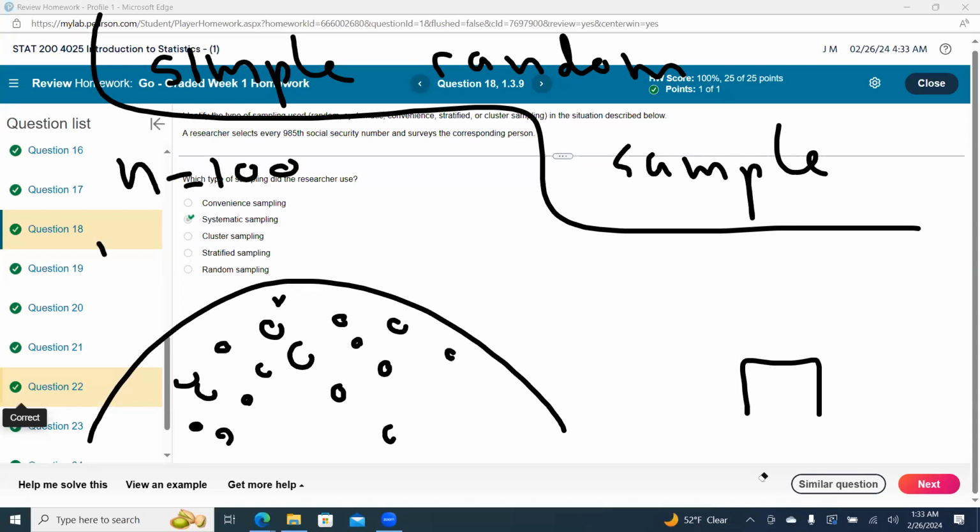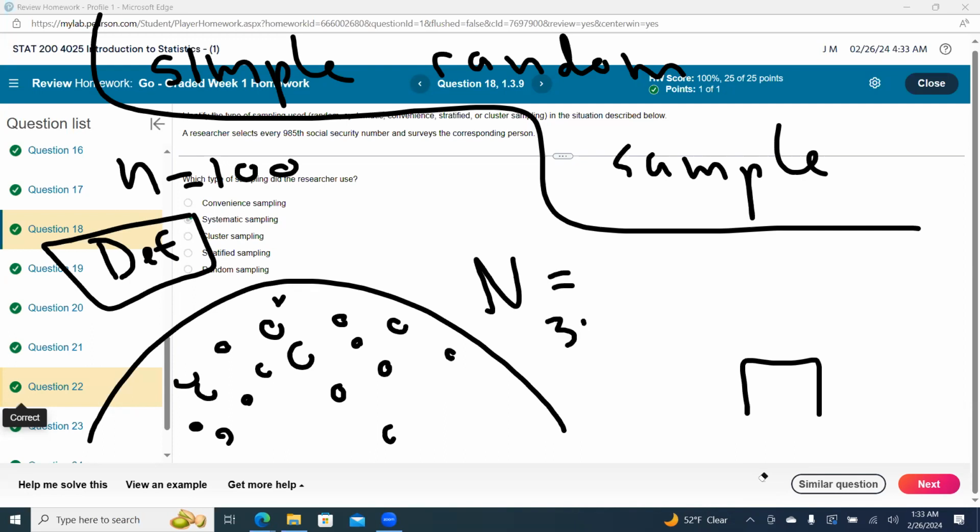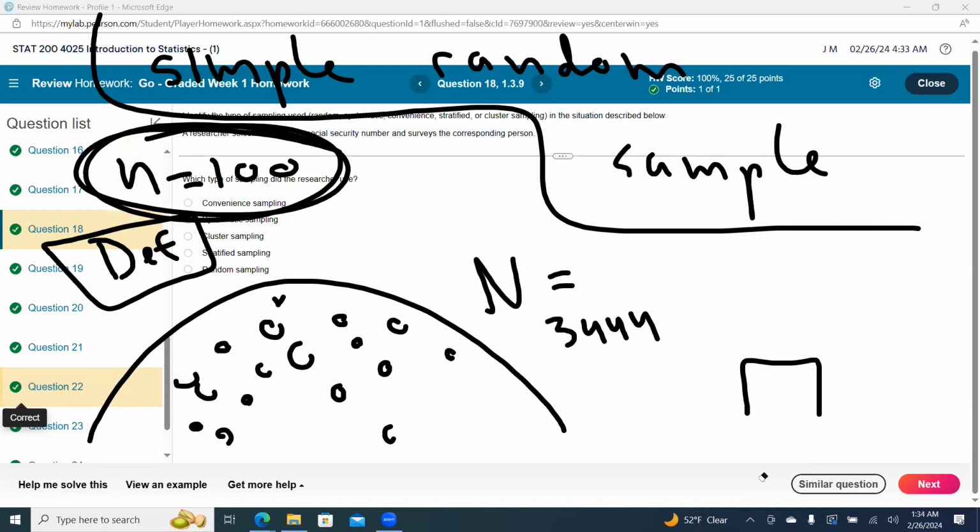Okay, so this is the definition of a simple random sample. You have a sample size, whatever it may be, and remember capital N, say 3,444, is the population size. These concepts are very easy, but hard to verbalize. There are a finite number of possible samples of size n.